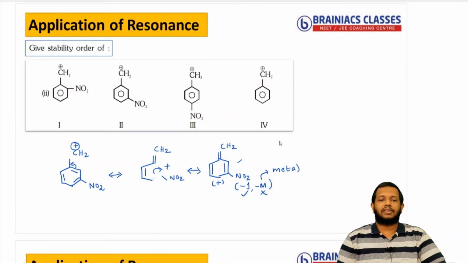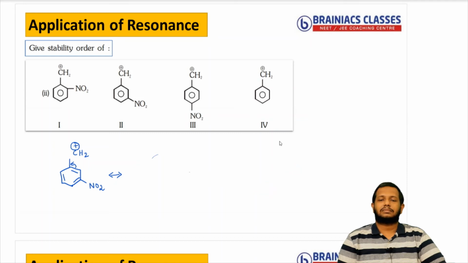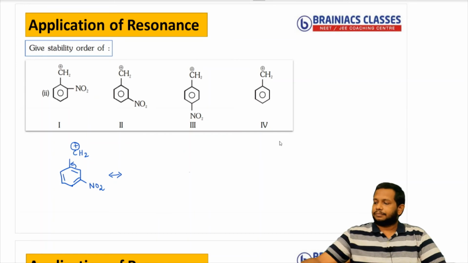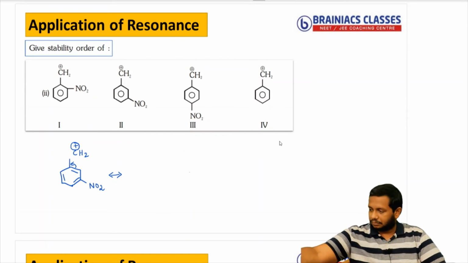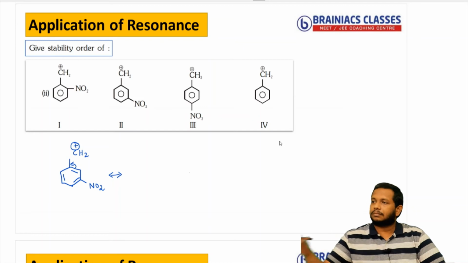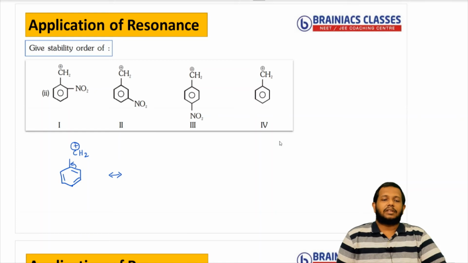Now let's look at the third structure. In the third structure, the NO2 is present at what position? Para position. At para position, we know the plus charge will circulate, and again it will come to this para position. Then the resonating structure will be like this, and you have the double bond CH2. You can draw it and see, and you have the NO2 group here.